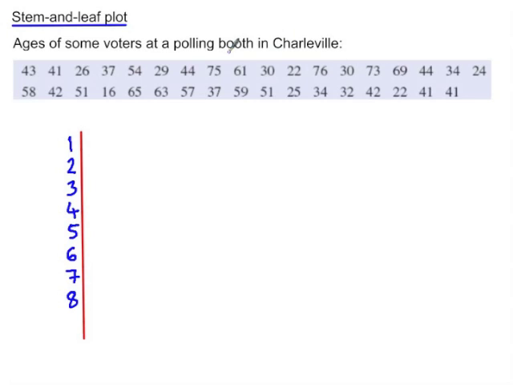Now in this case we're collecting ages of voters at a polling booth, assuming that they're willing to tell us their age, that is. As they arrive, we ask their age. The first one is 43. The 40 is already there on the stem, and we add a 3 as a leaf for that stem. Then the next one is 41. So again, with the 40 stem, we have a 1. Then 26, 37, and so on.